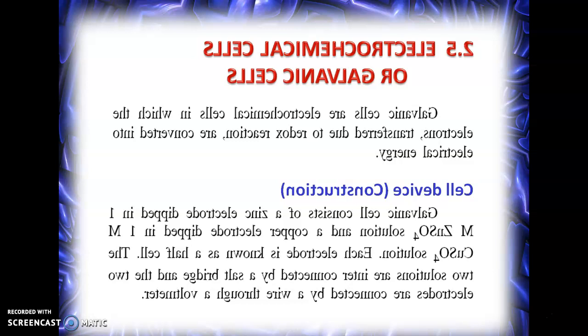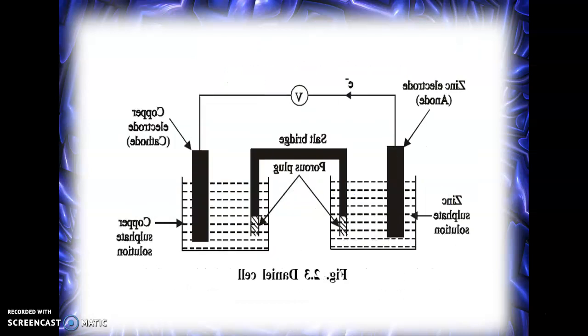Okay, the cell device construction: it consists of a zinc electrode dipped in 1 molar zinc sulfate solution, and a copper electrode which is dipped in 1 molar copper sulfate solution. Each electrode is known as a half cell. The two solutions are interconnected by a salt bridge, and the two electrodes are connected through a wire with a voltmeter. So this is the construction of the cell. Here we see the zinc electrode dipped in the zinc sulfate solution, and the copper electrode dipped in the copper sulfate solution. The two electrodes are connected through a wire.